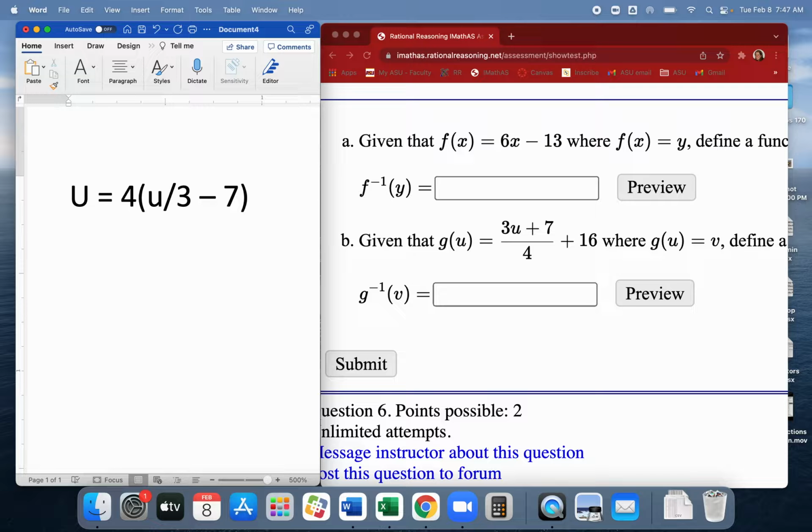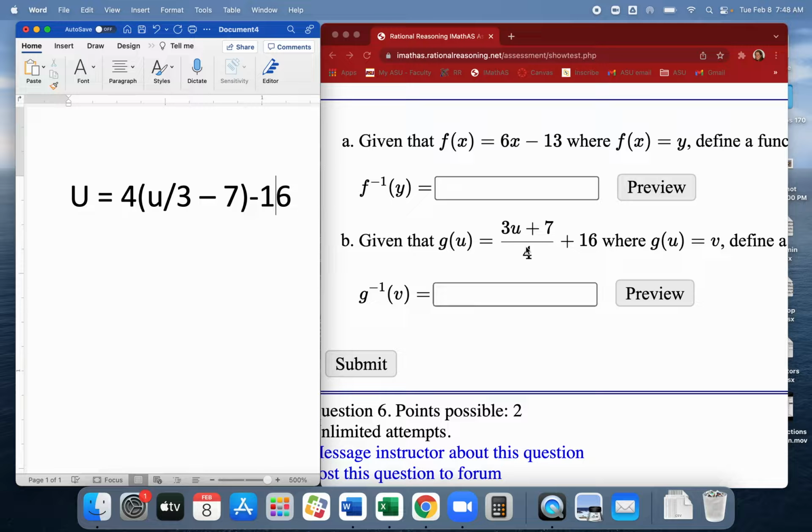We've got several steps going on, but let's take a look at this and see if it does what we want. If I were to substitute a number into g, order of operations wise, I would multiply by 3, add 7, divide by 4, and then add 16. So if I want to make an inverse function, we need to solve for u, so get this u by itself.